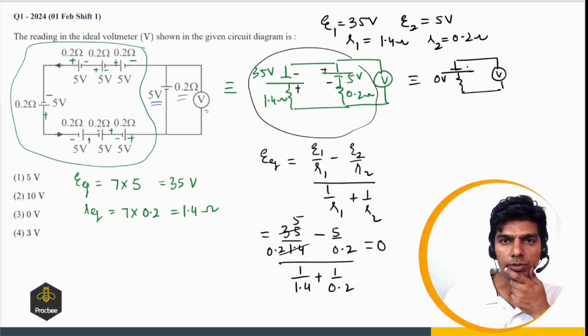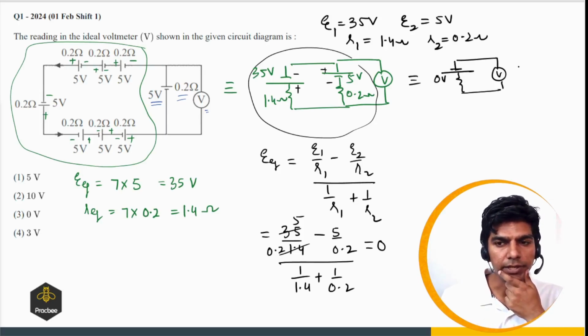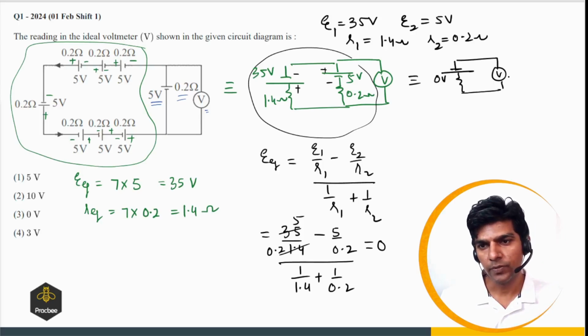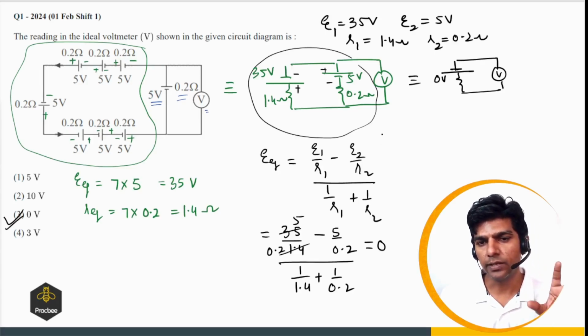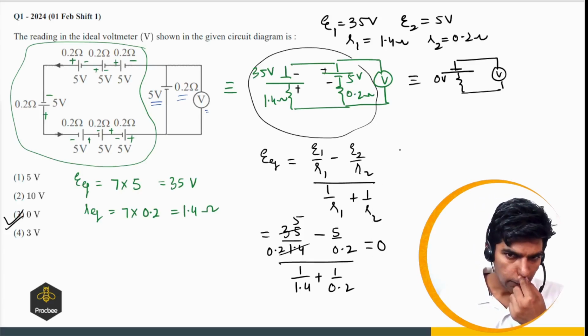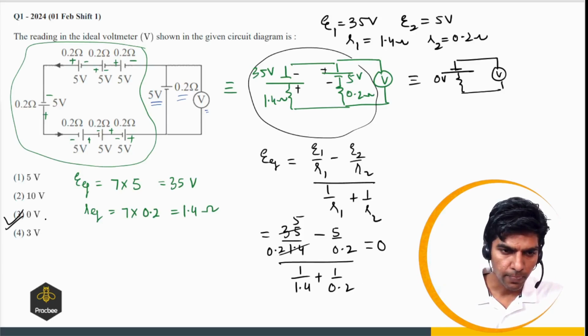If we have a battery of 0 volt, then there will be no current in the circuit and there will be no potential drop across the voltmeter. So it will show 0 reading. So the answer will be option 3. So there is no need to find the equivalent resistance. It does not help. It is not required to find the effective internal resistance also. So option 3 is the right answer.